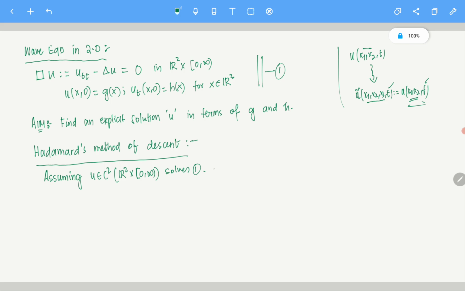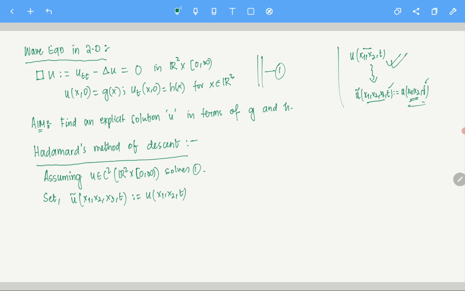Okay, now set u tilde, exactly what we just discussed, of x1, x2, x3 and t. This I am going to set it to be u of x1, x2, t. Okay, what am I doing? Again, let me explain to you. I am assuming that there is a solution of 1. If there is a solution of 1, it will look like this, u of x1, x2, t. So this is some particular number, for a fixed x1, x2, t, there is a fixed number.